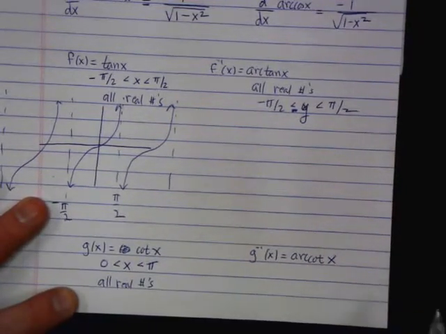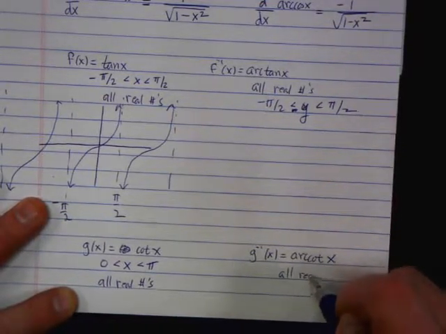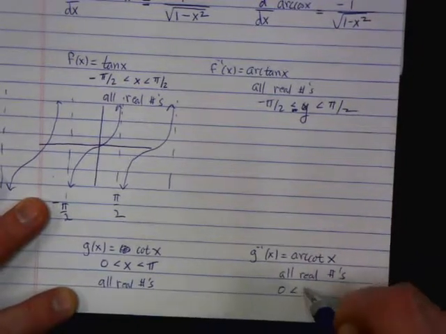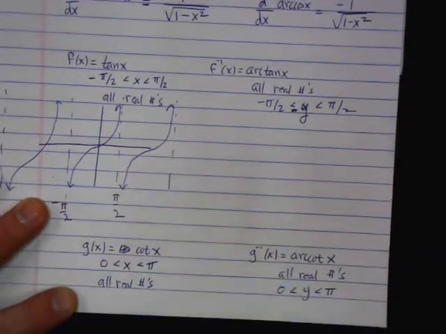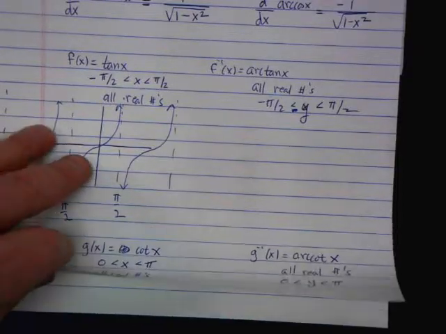And so over here, when we deal with arc cotangent, your domain is going to be all real numbers, but your range, and I made sure I used y this time, your range will be angles with values between 0 and pi. Questions on that? All right, we got 2 more to go.